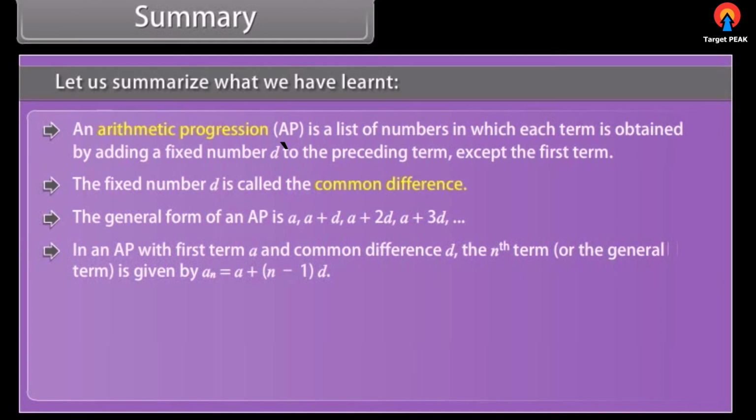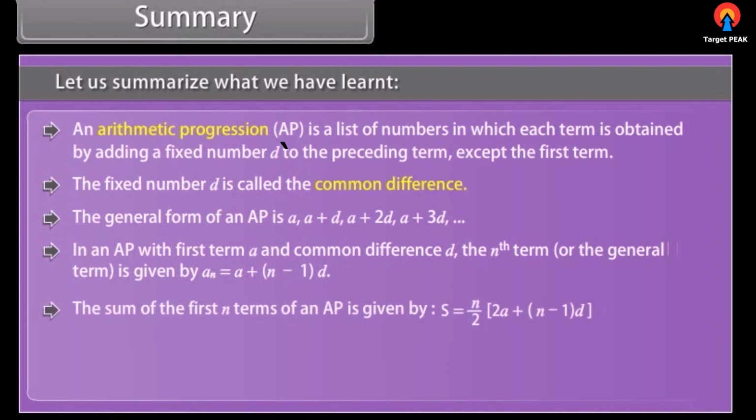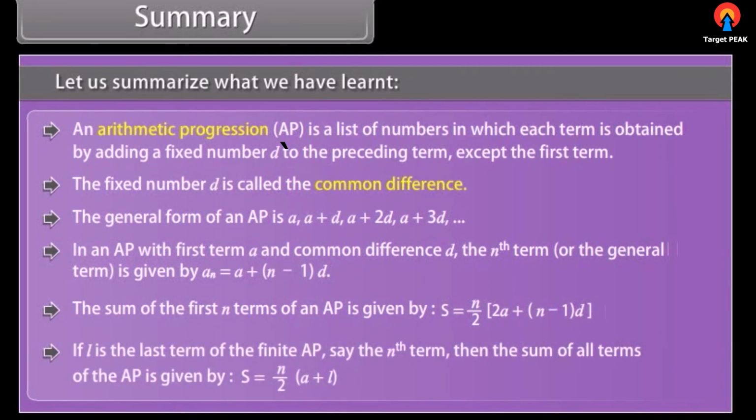In an AP with first term a and common difference d, the nth term, or the general term, is given by an is equal to a plus (n minus 1) into d. The sum of the first n terms of an AP is given by S is equal to n upon 2 into (2a plus (n minus 1) into d). If l is the last term of the finite AP, say the nth term, then the sum of all terms of the AP is given by S is equal to n upon 2 into (a plus l).